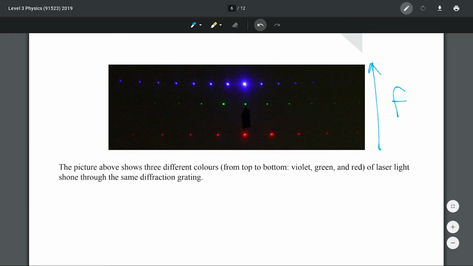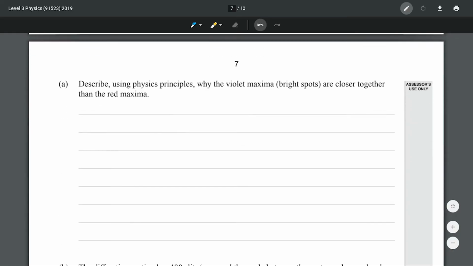And just before I even know what they're asking, we can see, of course, that the lower frequency red has diffracted a lot more than the higher frequency green, which is diffracted more than the higher frequency violet. So of course we have this relationship between diffraction amount and frequency. Describe using physics principles why the violet maxima, the bright spots, are closer together than the red maxima. Well, that's essentially what I was just talking about.